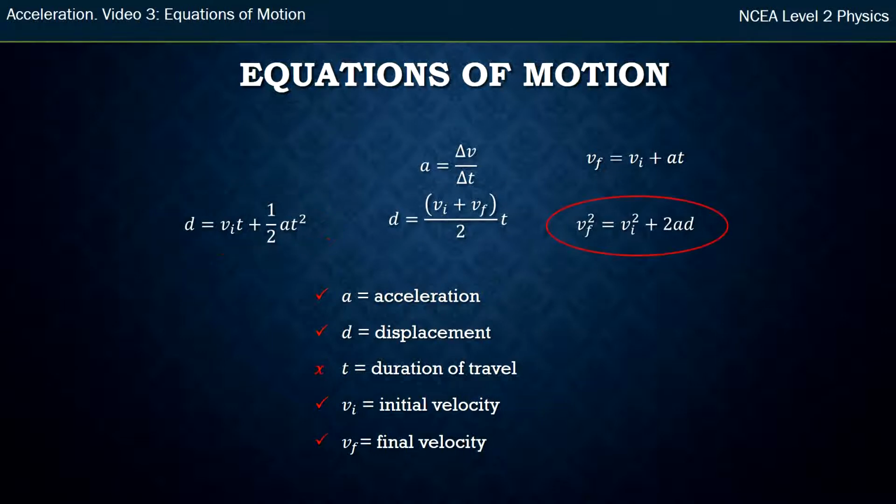Let's pick another one. If we pick this one here, you'll see that this has an A in it for acceleration, D for displacement. It does not have a time in it. It has an initial velocity and a final velocity. So you can calculate some things here. This equation is useful if you do not have the time. So you'll see that all of these equations are missing one of the values. The first one was missing final velocity. The one I've circled is missing time.